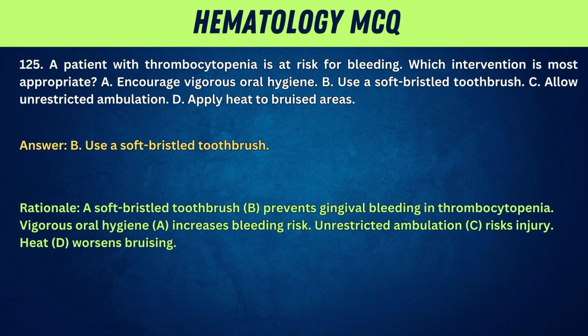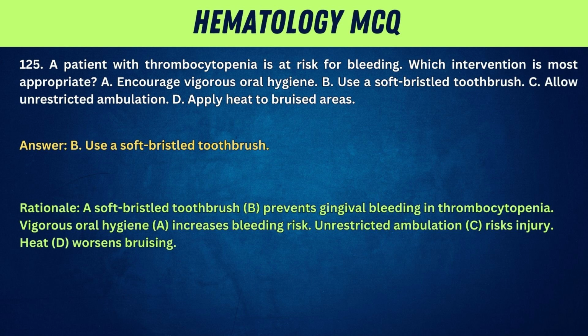125. A patient with thrombocytopenia is at risk for bleeding. Which intervention is most appropriate? A. Encourage vigorous oral hygiene. B. Use a soft-bristled toothbrush. C. Allow unrestricted ambulation. D. Apply heat to bruised areas. Answer: B. Use a soft-bristled toothbrush.